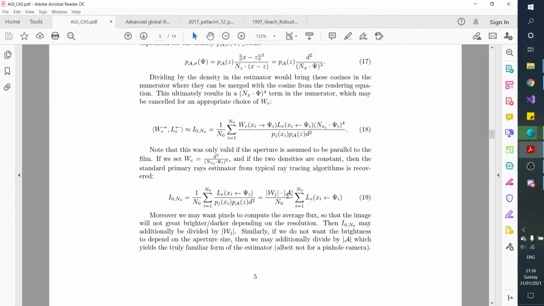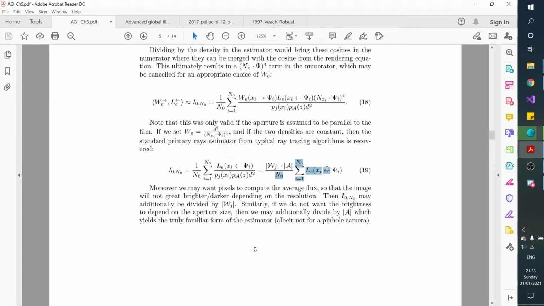But if you don't want to have such brightness changes just from making your aperture larger or whatever, then you can say, okay, I pick my sensitivity so my brightness doesn't change with the size of the aperture, with the size of the pixels, and with the location of the pixels, so the cosines here. Then you're left with an estimator that looks like this, and what you actually see in the code.